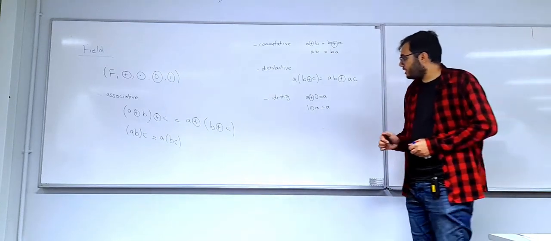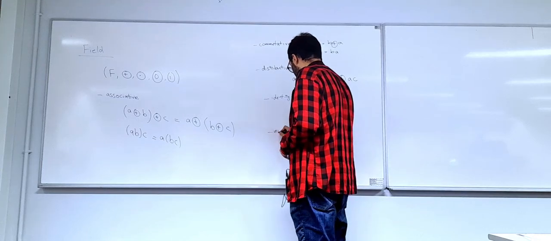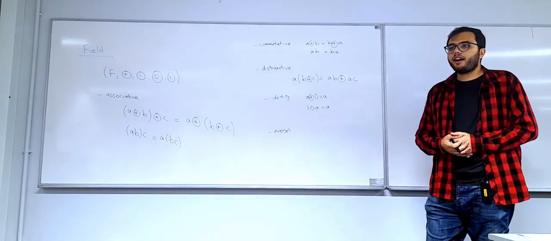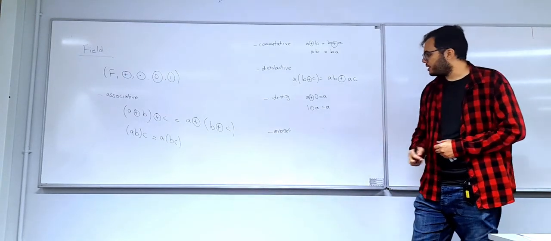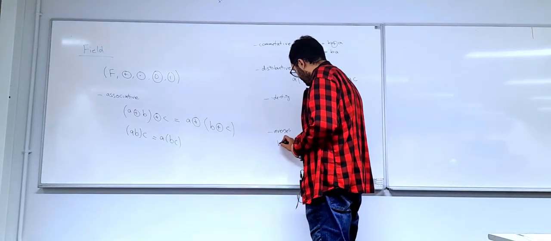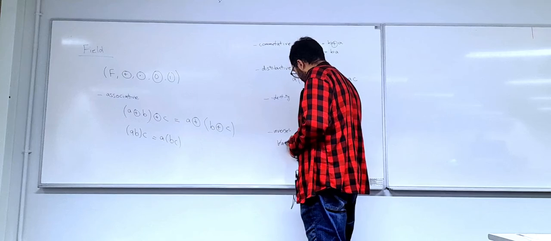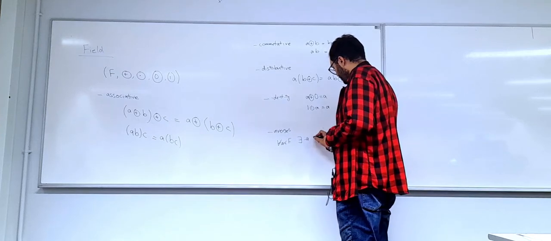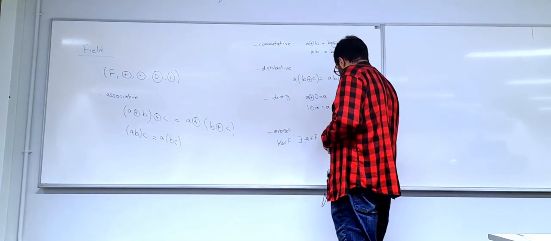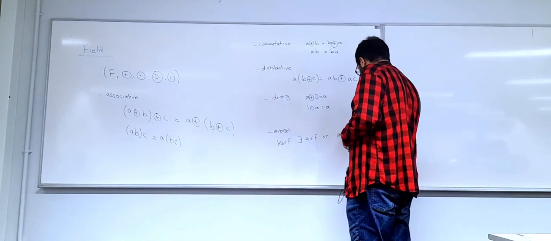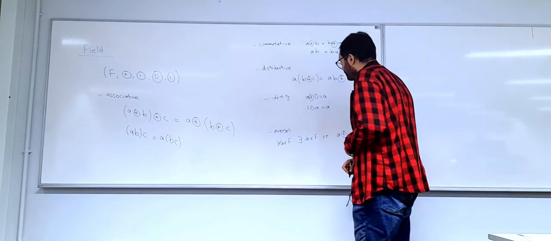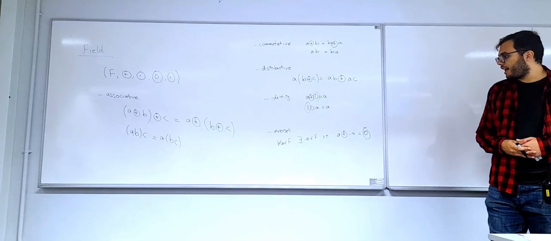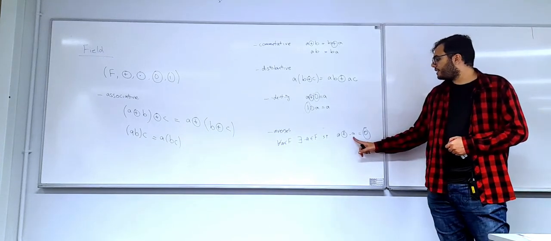And finally, we have inverses. So for every element A, I should have an additive inverse. So I write it like this. Now I'm going to be more specific here. For every element A in F, there is another element, which I call minus A, also in F, such that A plus minus A is 0. And so minus A is just the additive inverse of A.